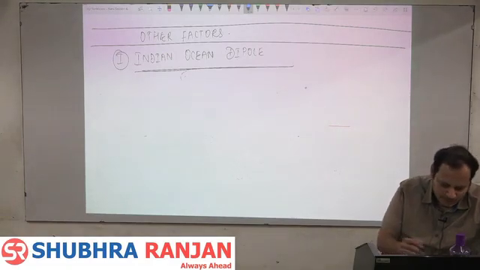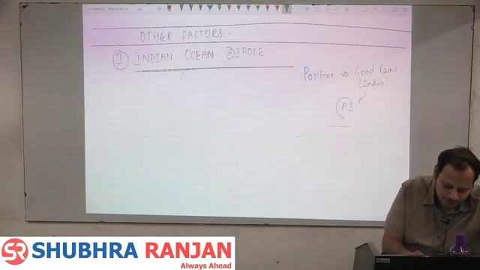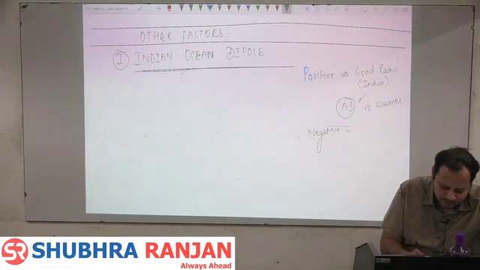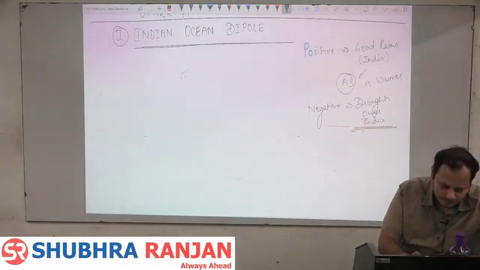Any doubt? Whenever you get a doubt, just remember: positive, good rains over India, because the Arabian Sea is warmer. Negative, droughts over India, and good rains over Indonesia.